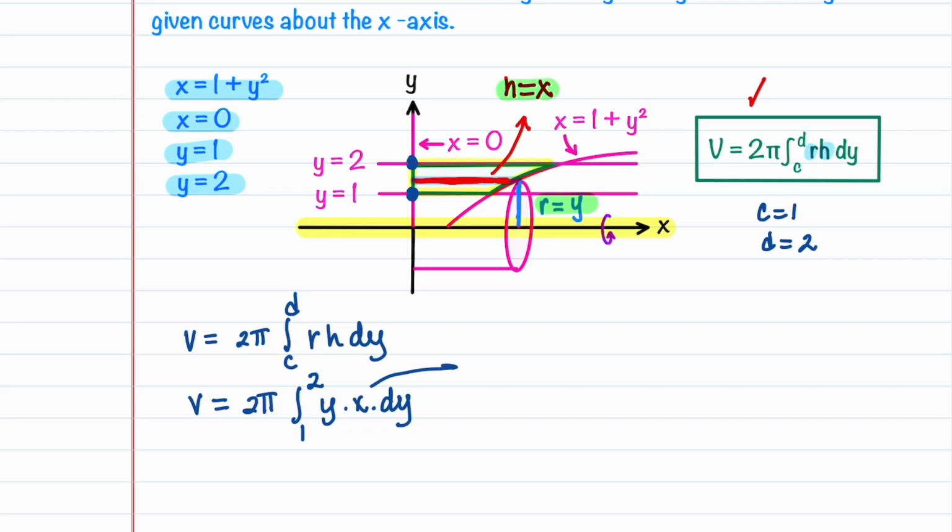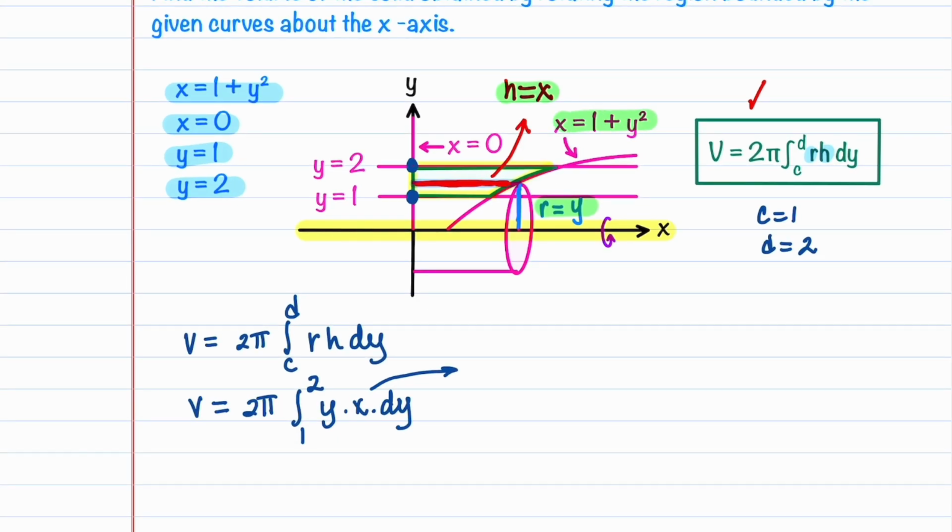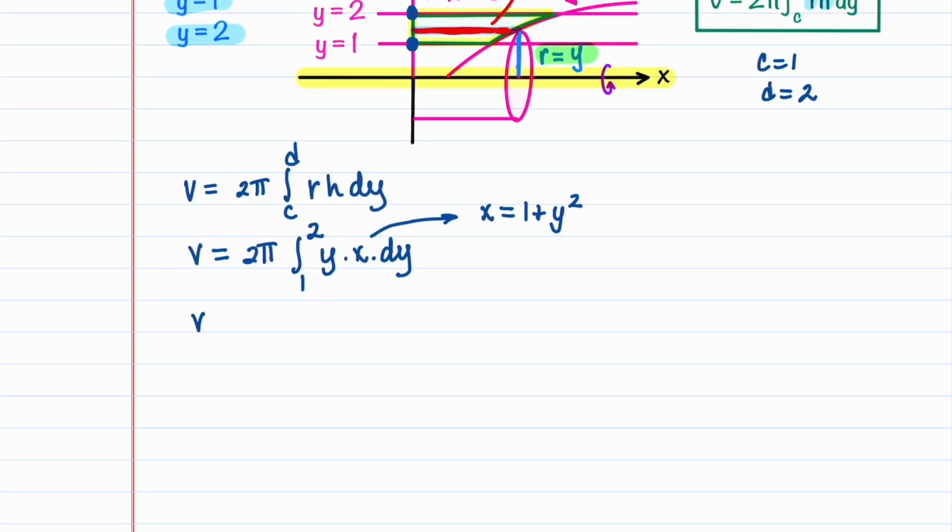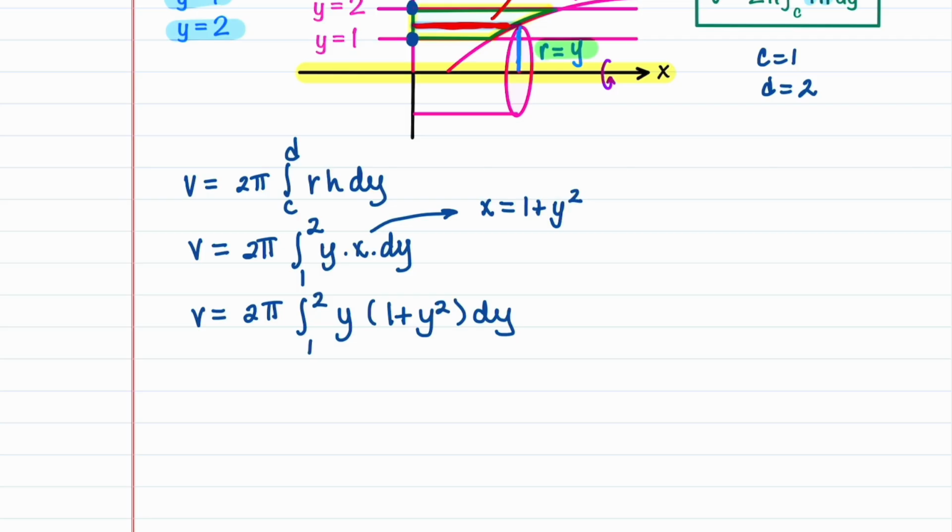Now what we have to do is substitute in what x is. x is given by our curve, 1 plus y squared. And let's go ahead and put that in. We get 2 pi, the integral from 1 to 2, y times 1 plus y squared dy. Before we integrate, let's go ahead and multiply this out. We have 2 pi times the integral from 1 to 2. Inside, we have y plus y cubed times dy.